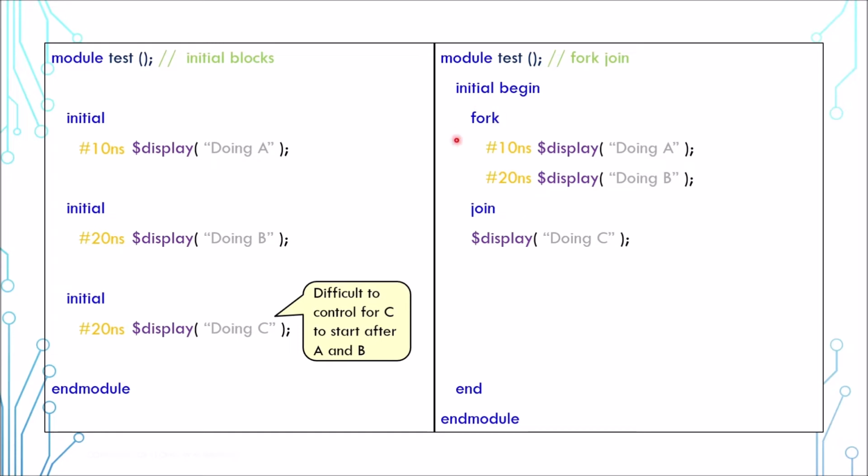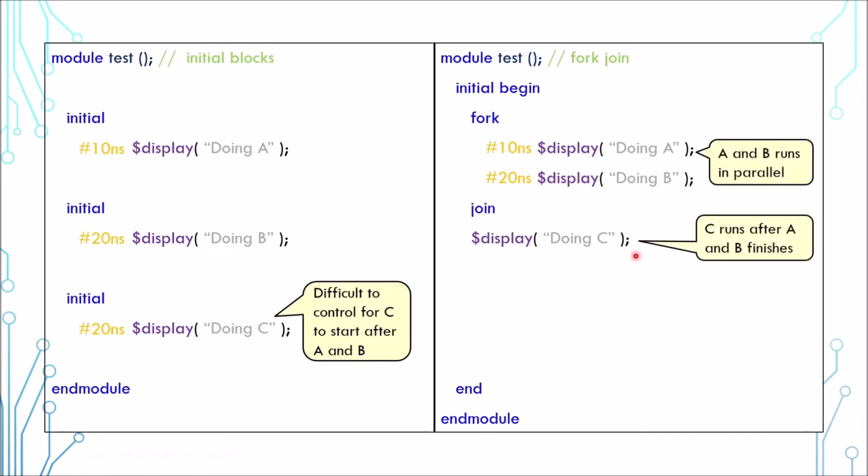In an initial block, everything runs sequentially. You can add a fork join construct. Everything in the construct will run in parallel. In this example, A and B run in parallel and C runs after A and B finish.